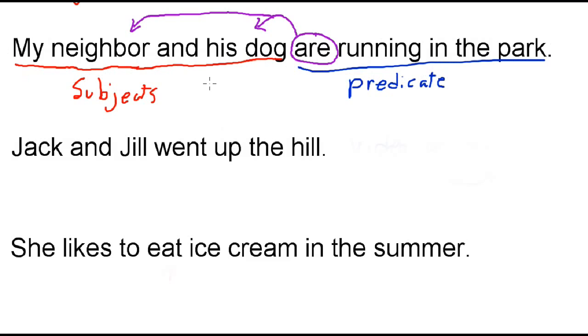All right, let's look at the next one. Jack and Jill went up the hill. Well, this one we don't have are like we did in the previous, but we do notice there are two subjects, correct? Jack and Jill. These are the subjects.